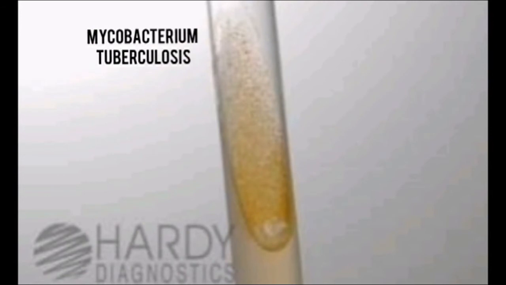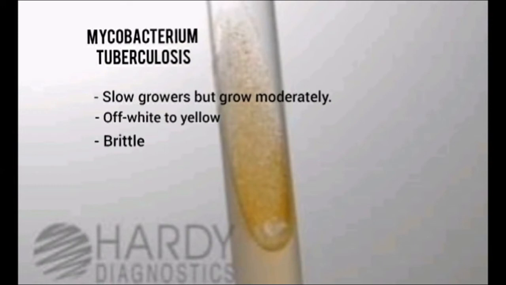The next example is the Mycobacterium tuberculosis, found in water and soil. Their amount of growth, they're slow growers, but they grow moderately. They come with an off-white color. They are brittle, opaque. Their form of growth is effuse, and their odor, stale beer. They smell like stale beer.